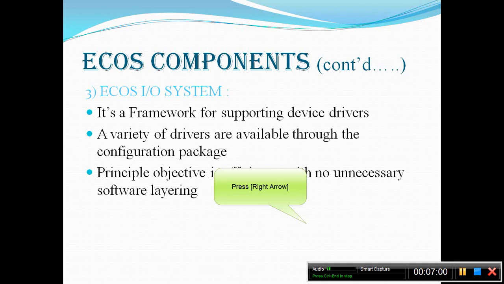These include the drivers for serial devices, Ethernet, flash memory interfaces, and the various IO connects such as PCI, USB, etc. Here, users can also develop their own device drivers. The principal objective for the IO system is efficiency with no unnecessary software layering or extra functionality. Here, device drivers provide the necessary functions for input-output buffering and device control.